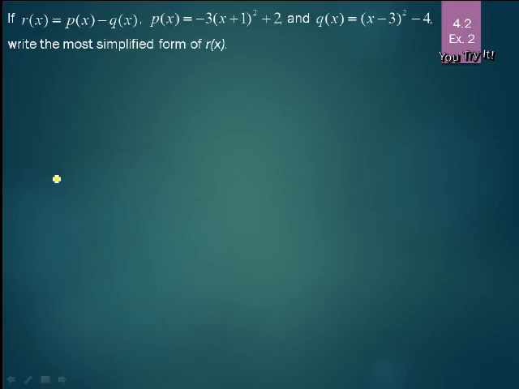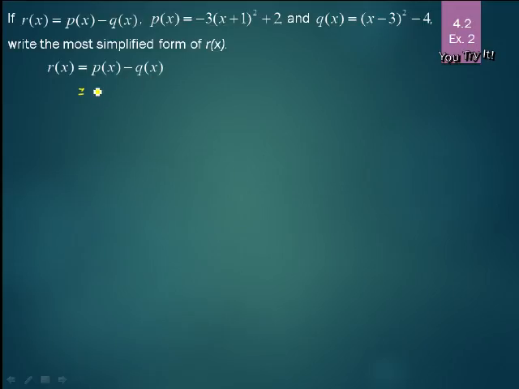If r of x equals p of x minus q of x, p of x equals -3(x + 1)² + 2, and q of x equals (x - 3)² - 4, write the most simplified form of r of x. Okay, so looking for r of x, we know that's equal to p of x minus q of x, so we can just substitute in what we're given for the equations of p of x and q of x.